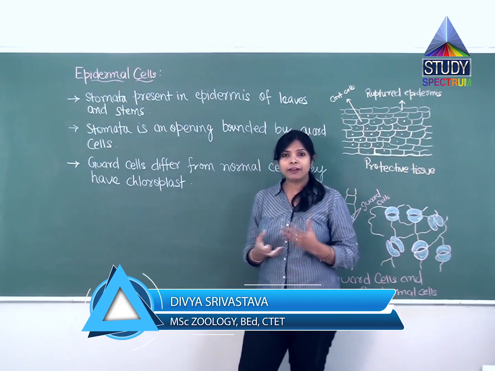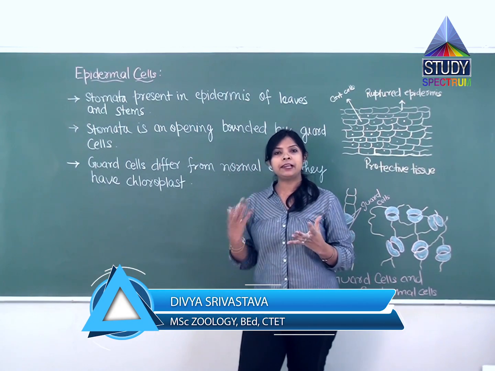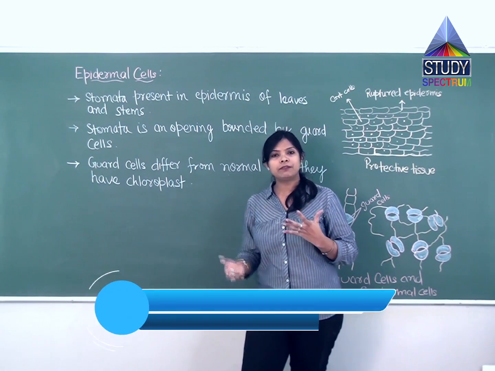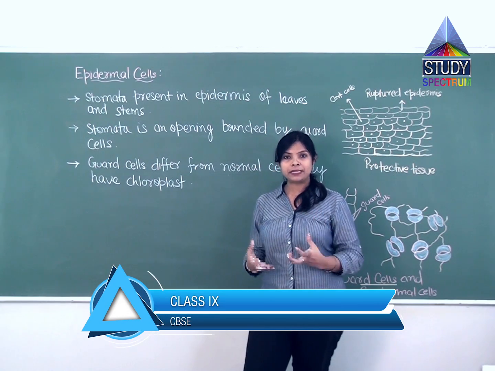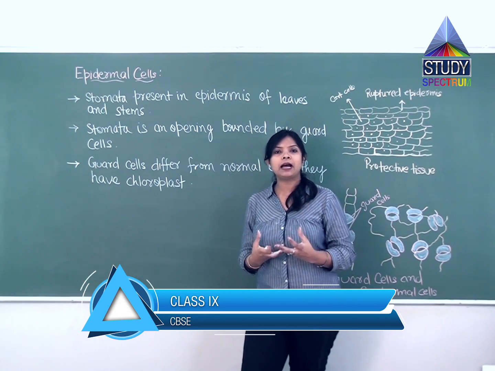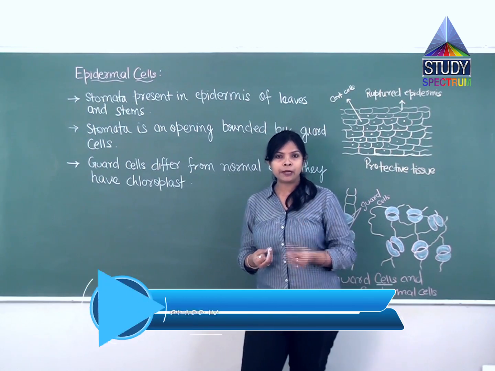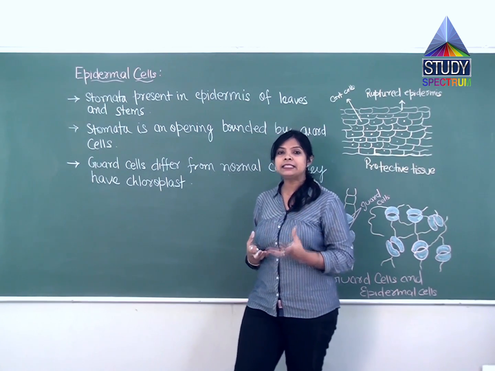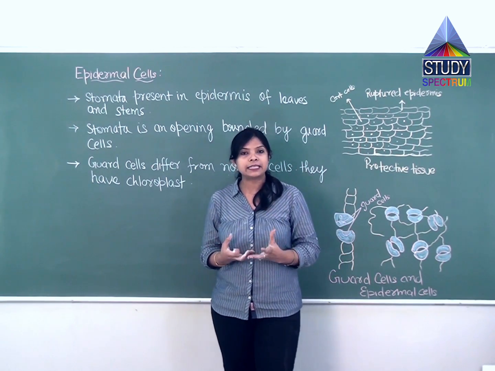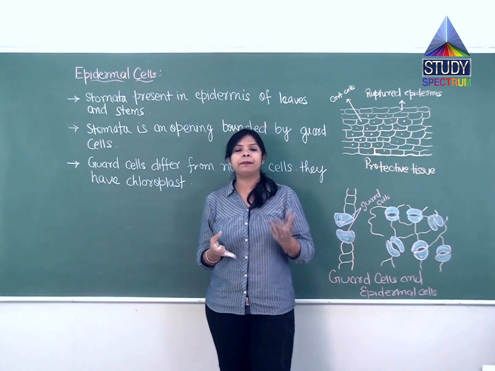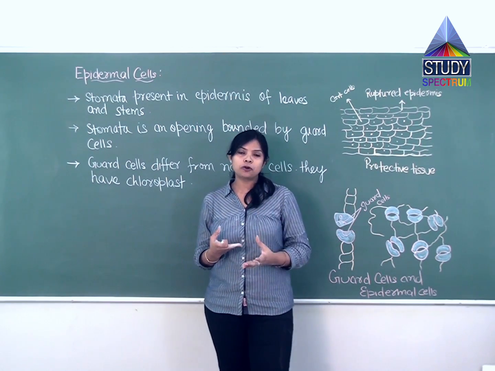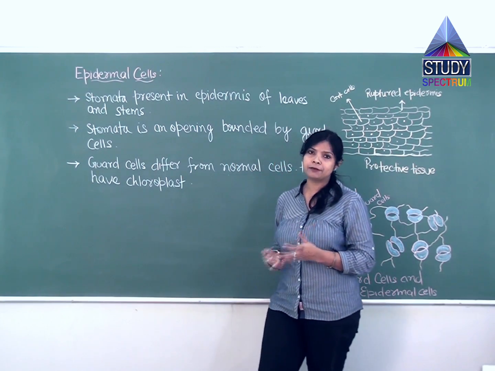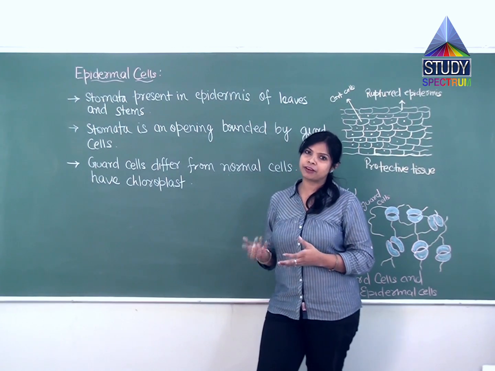Other than this, if I talk about stomata, if you see the leaves, as epidermis is present in all parts of the plant body, it will also be present on leaves. So stomata will also be present. These stomata are the openings which help in the gaseous exchange from the atmosphere. These cells are bounded by guard cells, so how do they differ from the other epidermal cells? A chloroplast will be present in these cells. So this is about epidermal cells. Now let us discuss its function.